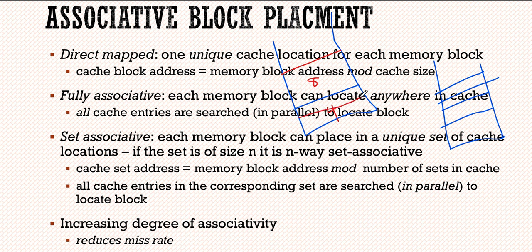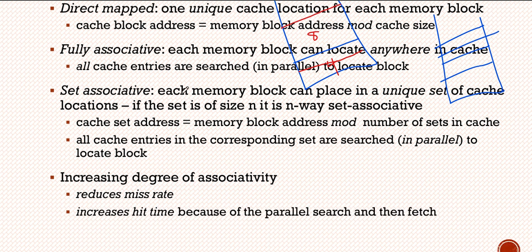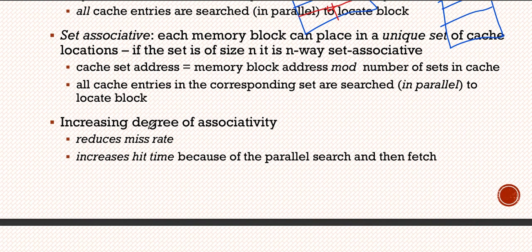But this one will contain smaller blocks inside, so we have to search it one by one, just like the fully associative. However, we have only a limited search space, and that's the use of set associative. Increasing the degree of associativity reduces miss rates because we have a very large space where we can store a lot of data.